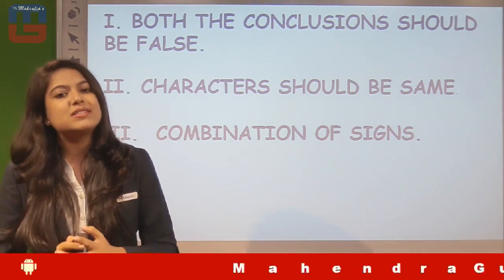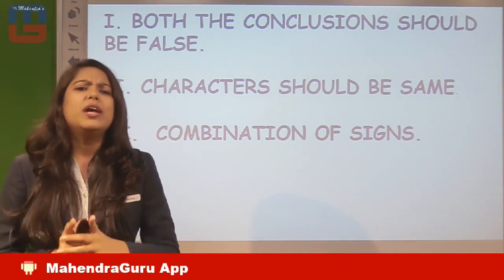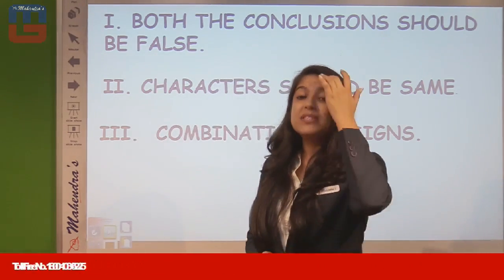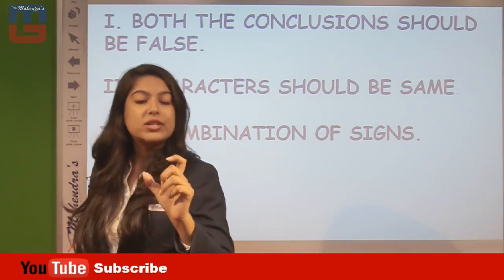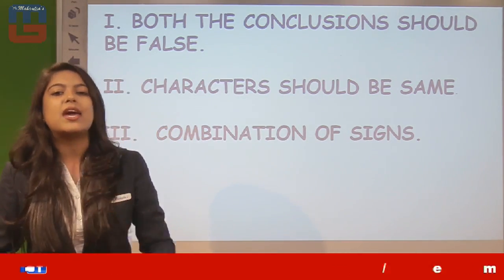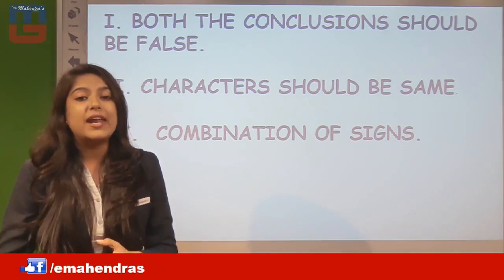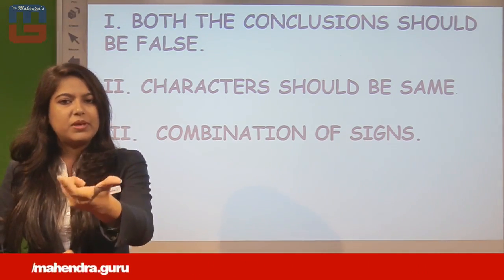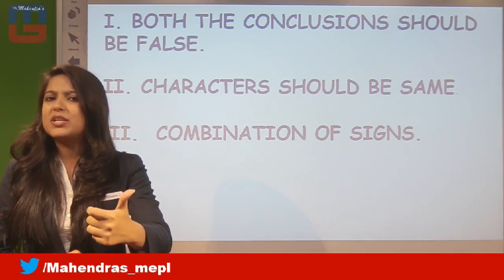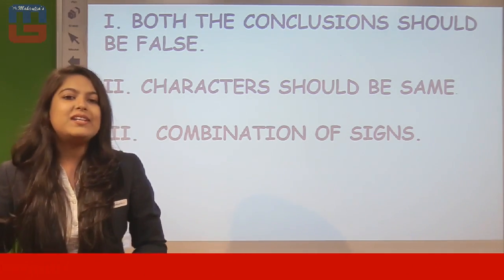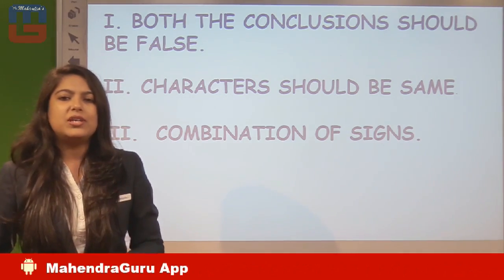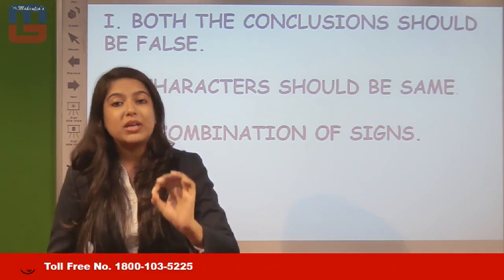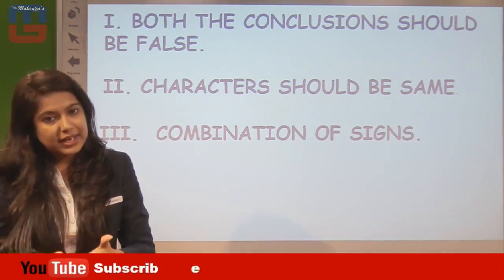The second point which you have to remember is that characters should be the same. What do we mean by characters? Characters are basically the letters A, B, C, D in the conclusions, for example A greater B, A lesser C. So these A, B, A, C are the characters, and they have to be the same. In conclusion number 1, A greater B is mentioned. In conclusion number 2, A greater C is mentioned. Are these characters the same? No. Characters similar means that if the two characters A and B are used in the first conclusion, then in the second conclusion also A and B have to be mentioned. That is what we mean when we say characters should be the same.